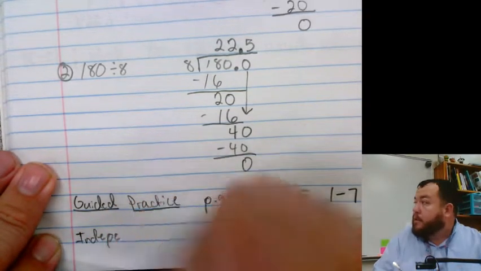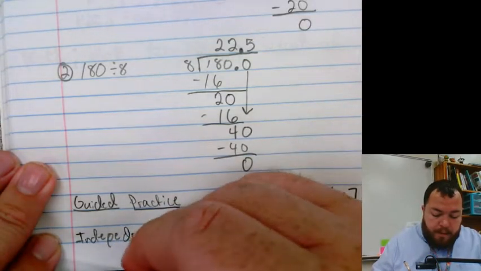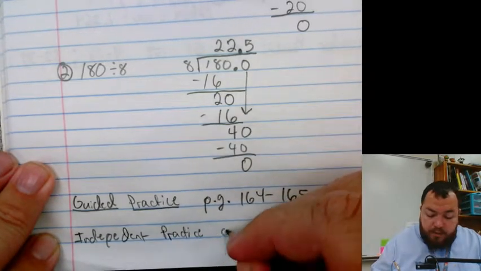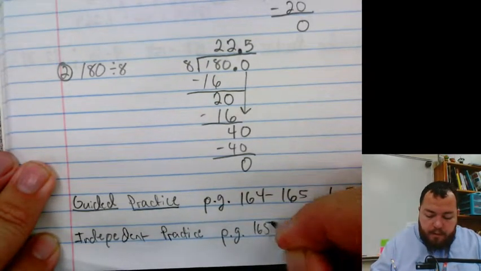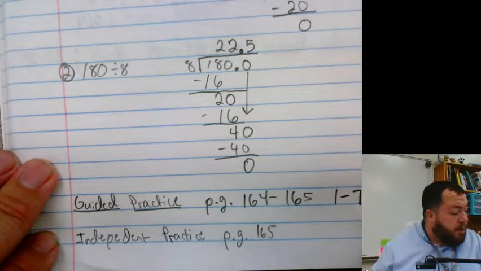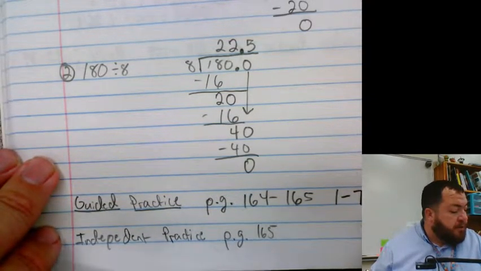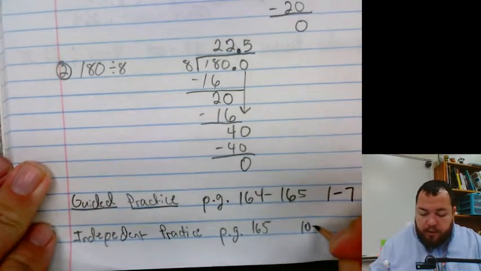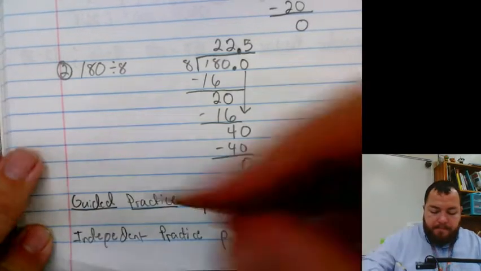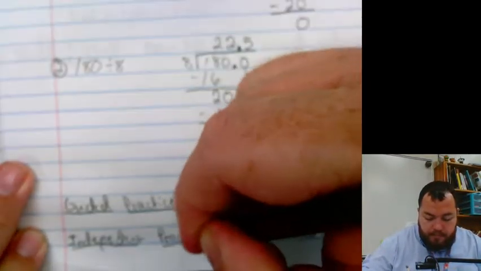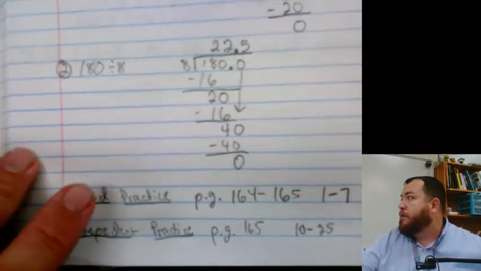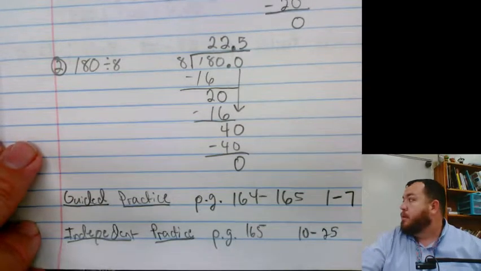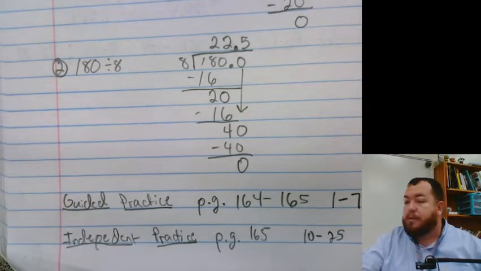And then for independent, can you see it all the way down here? Independent practice. That's going to be on page 165. Let's do 10 through... I originally was planning 10 through 20. Let's do 10 through 25 and just see how far you get, okay? Maybe if you work hard and get far enough along, I won't assign any for homework. Does that sound okay for you guys? That sounds awesome. Alright, so everybody knows what we need to be doing right now, right?